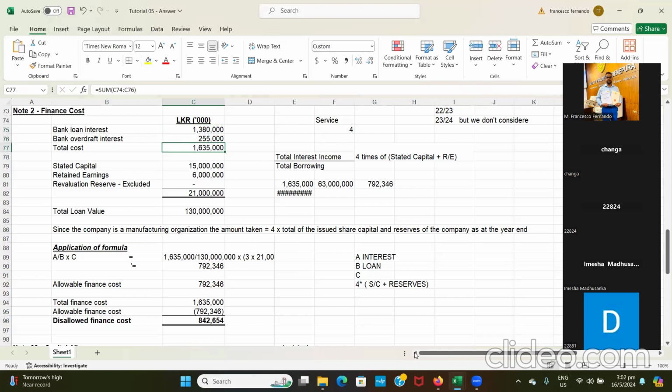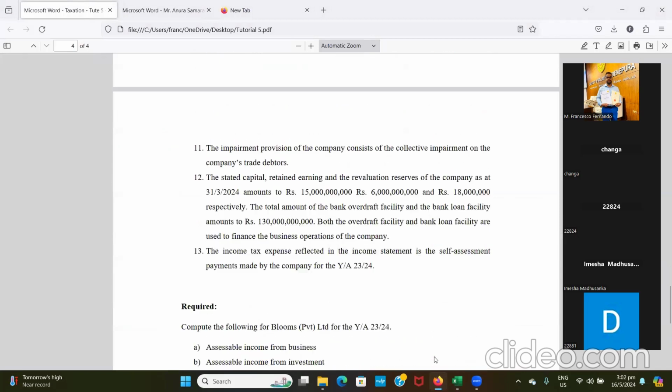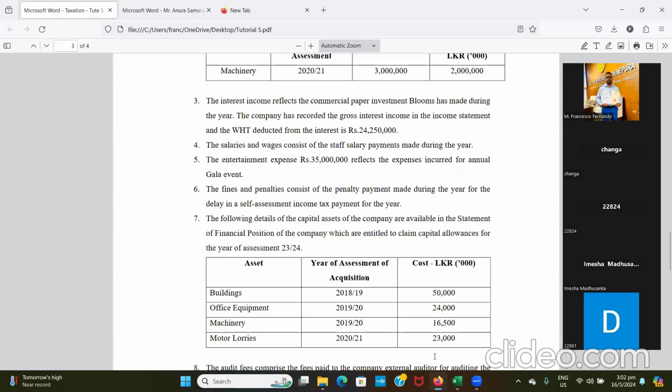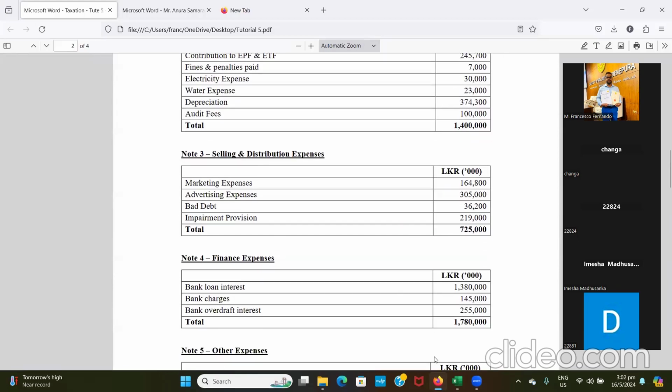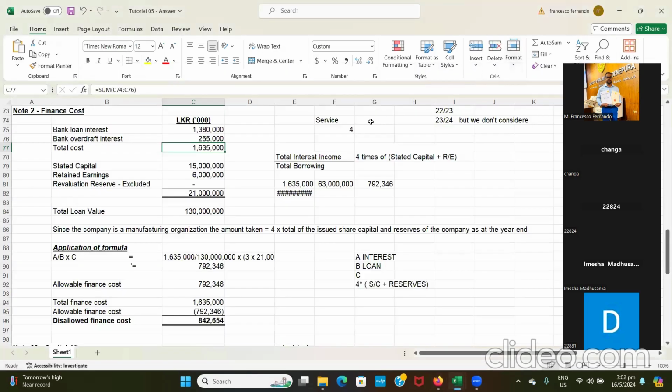Then take the total loan value. So everything is given in the sum, right? Here some values are given. The loan amount is given here. The interest amounts are given here, right? So everything is being given. Then you must take the stated capital and retained earnings, but the revaluation reserve is not considered.